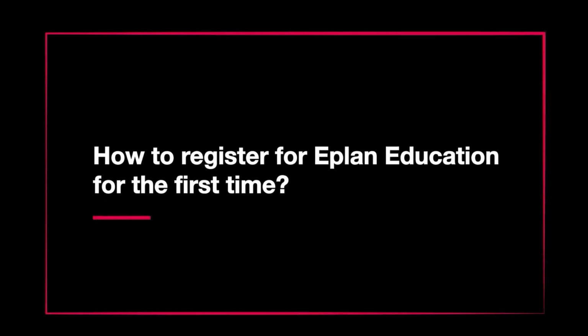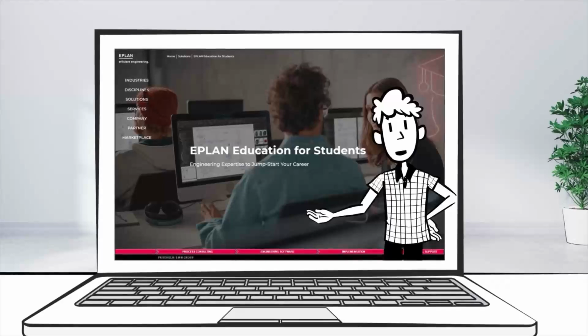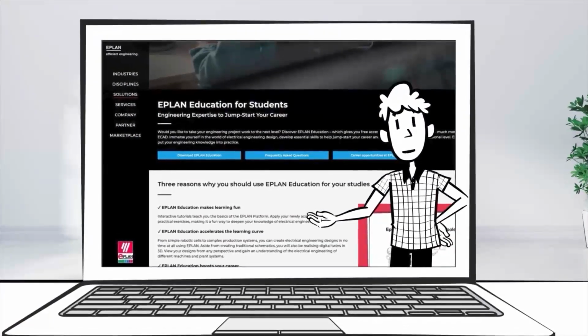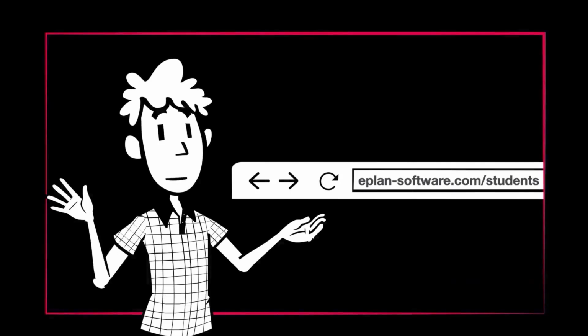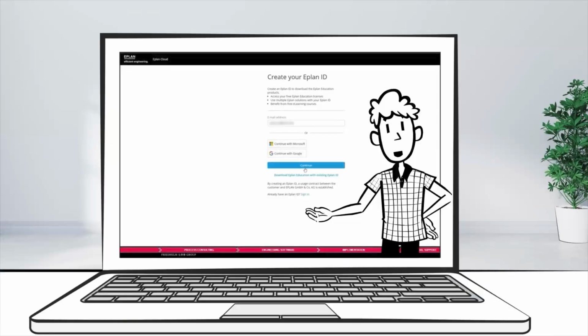How to register for ePlan Education for the first time. Let's get started. If you are registering for ePlan Education for the first time, the first thing you need to do is go to our website at ePlan Education for Students. The corresponding link to our website is eplan.com/students. Once you are on the page, click on Download ePlan Education. You will be redirected to ePlan Cloud, where you need to create a user account by entering your email address and then clicking on Continue.